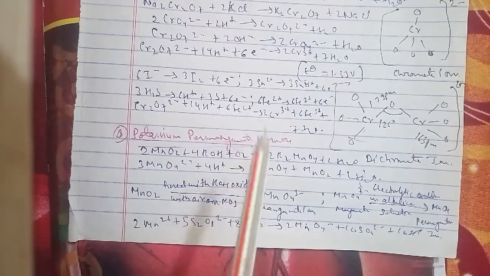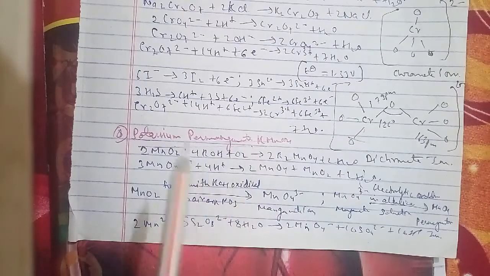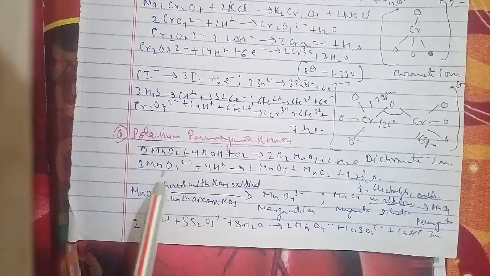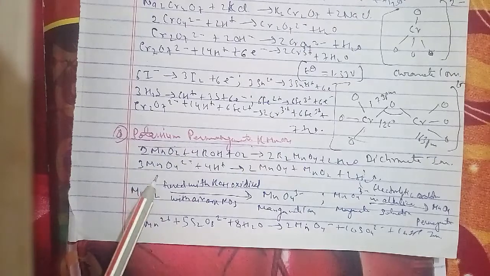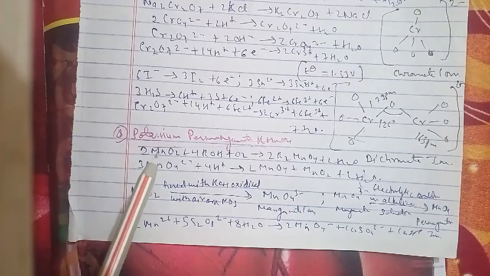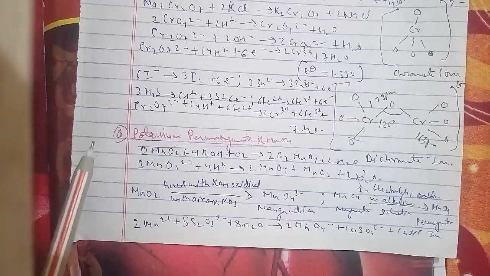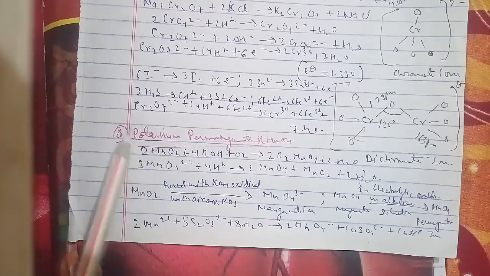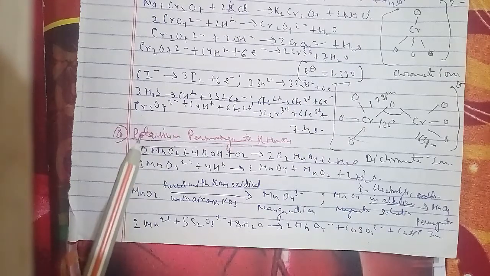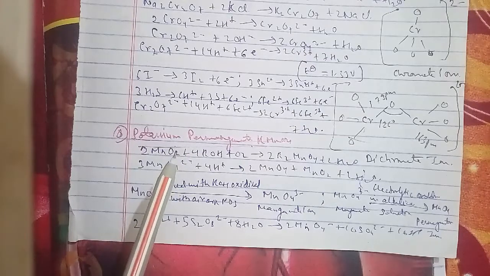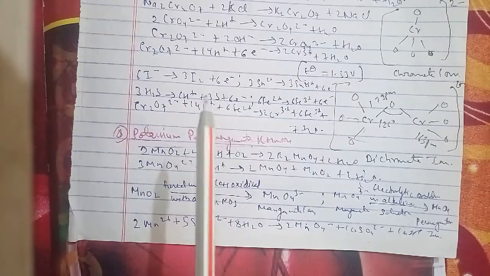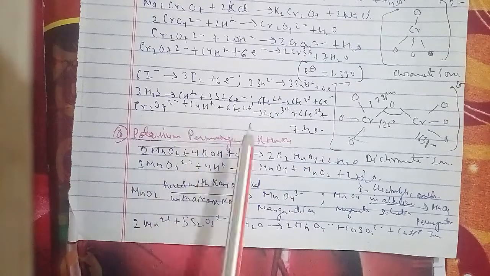Unit 6 is general principles and processes of isolation of elements, where we had completed occurrence of metals, concentration of ores, extraction of crude metal from concentrated ore, thermodynamic principles of metallurgy, electrochemical principles of metallurgy, oxidation, reduction, refining, and uses of aluminium, copper, zinc and iron. Unit 7 is the p-block elements, where we had completed group 15 elements: dinitrogen, ammonia, oxides of nitrogen, nitric acid, phosphorus, allotropic forms, phosphine, phosphorus halides, oxoacids of phosphorus. Group 16 elements: dioxygen, simple oxides, ozone, sulfur, allotropic forms, sulfur dioxide, oxoacids of sulfur, sulfuric acid. Group 17 elements: chlorine, hydrogen chloride, oxoacids of halogens, interhalogen compounds, and group 18 elements as well.